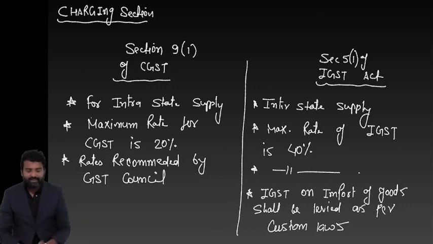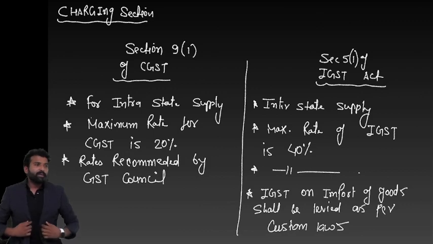So remember that the CGST rate cannot exceed 20%. The government has the scope; if they want, they can increase the rate up to 40% GST. 20% CGST, 20% SGST, and the IGST rate can be 40%.